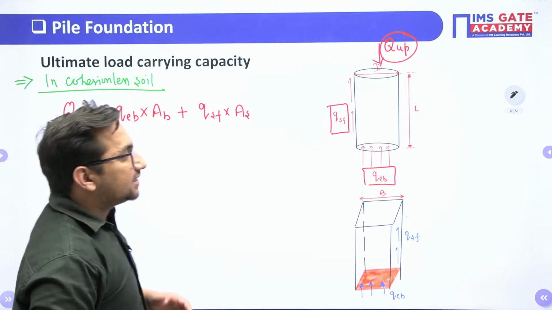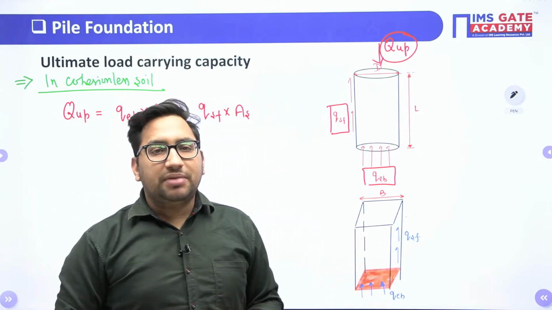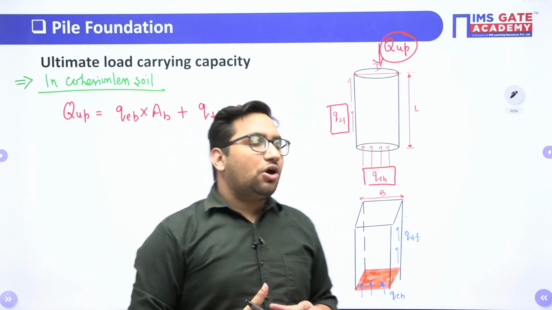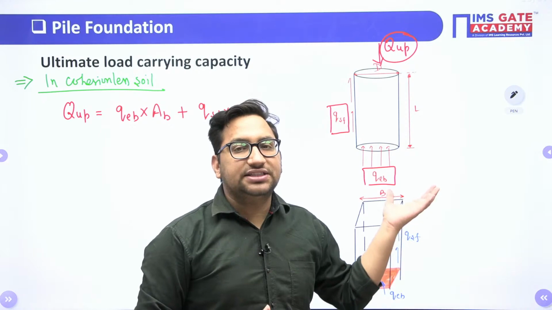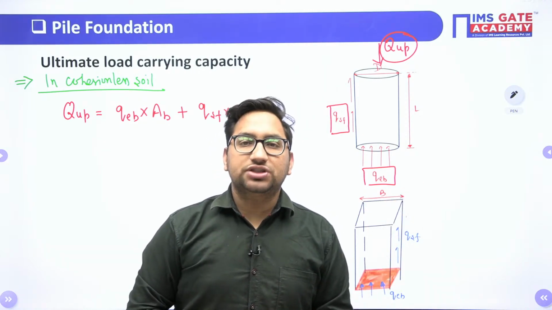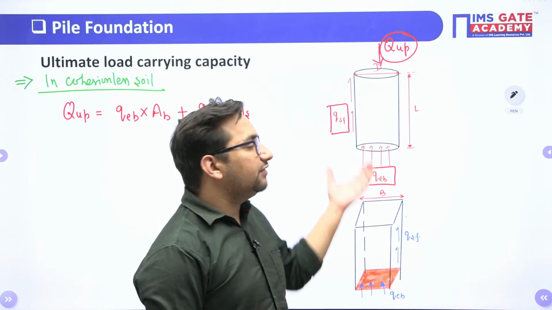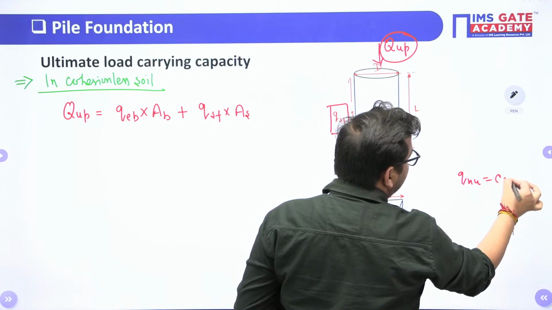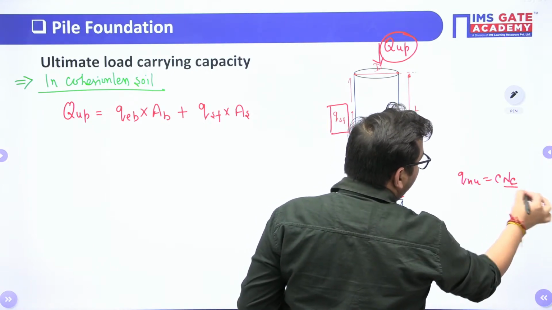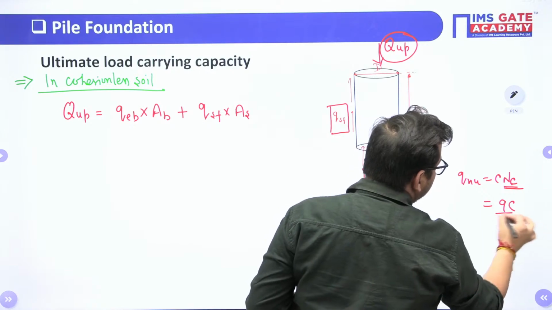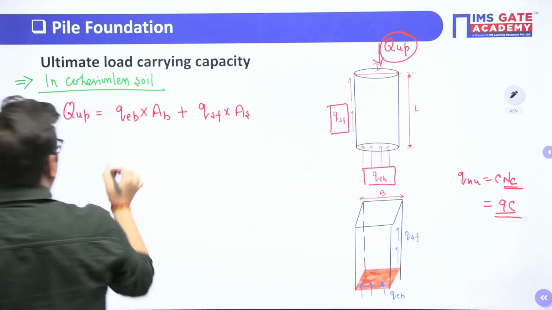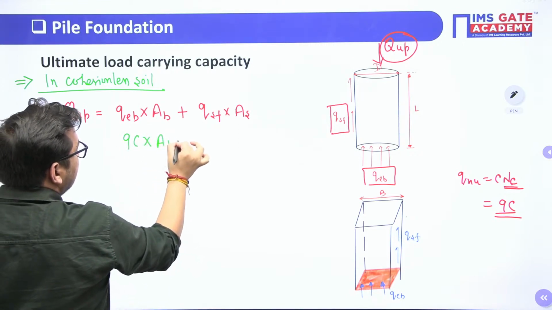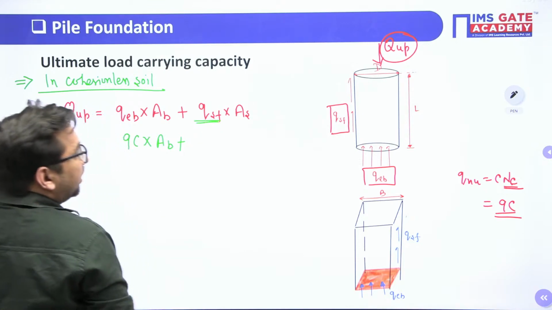Now how to calculate this QEB? This QEB is calculated by Skempton's formula. If you remember Skempton's formula, that is CNC, right? For circular or square values, that NC value was 9. That NC value was 9 for deep foundation. As we are dealing with deep foundation, by Skempton's formula, Q net ultimate was CNC and this NC value for deep foundation was 9. So it is nothing but 9C. So this QEB value is equal to 9C into area at base, plus QSF.